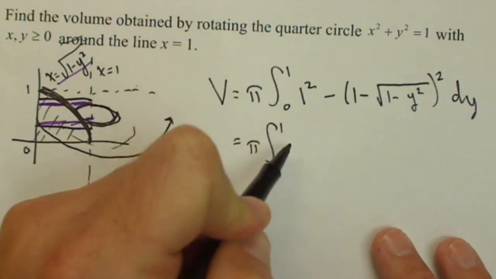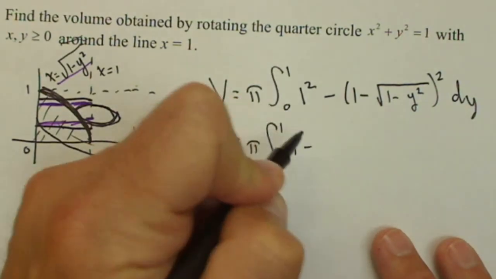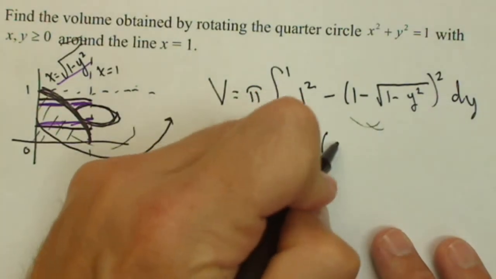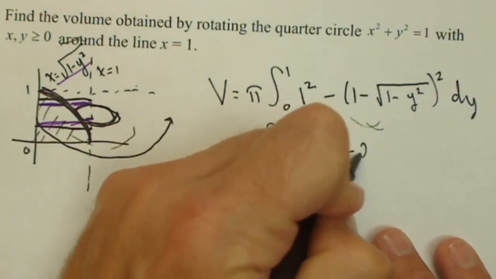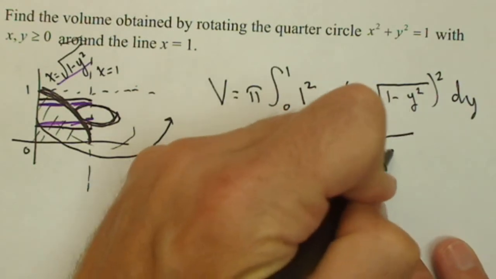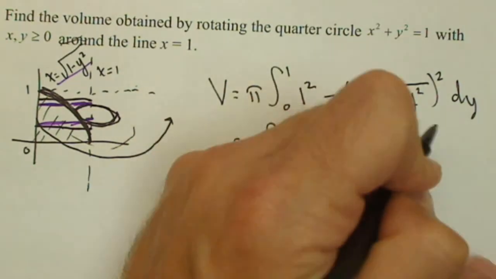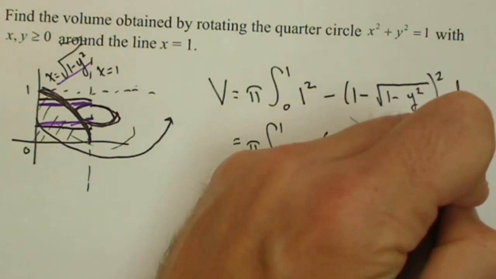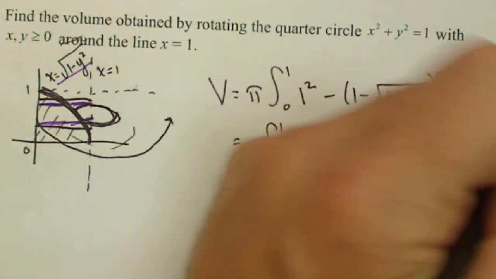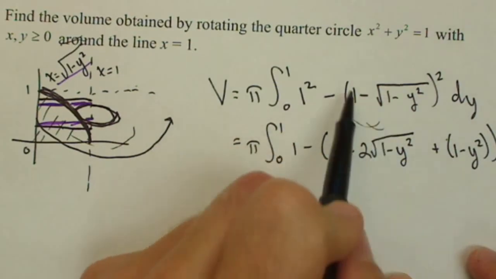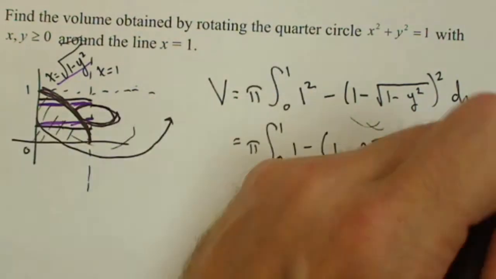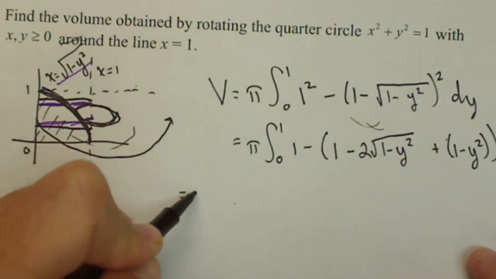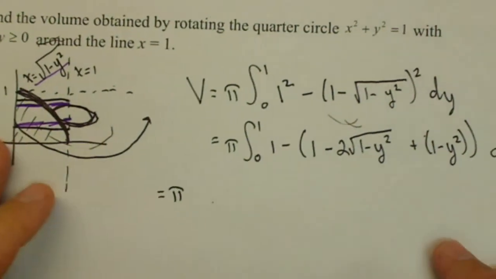So we have 0 to 1. 1 squared is just 1. This is actually going to get FOILed out. We are going to have 1 minus 2 times the square root of 1 minus y squared plus the quantity 1 minus y squared. So that comes from FOILing this out. dy. And now we're going to distribute that negative sign.